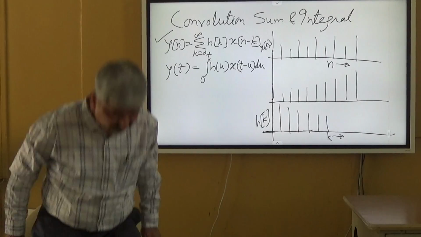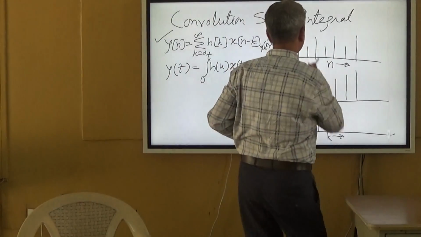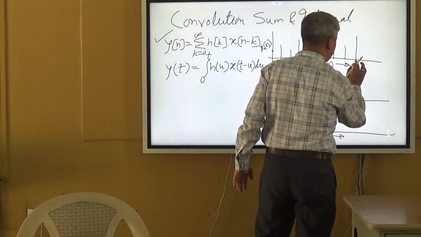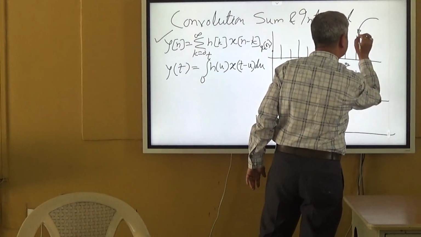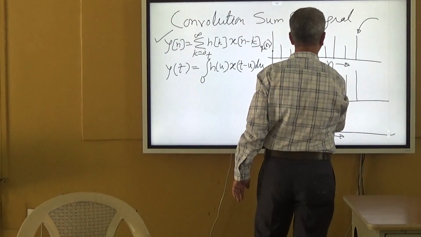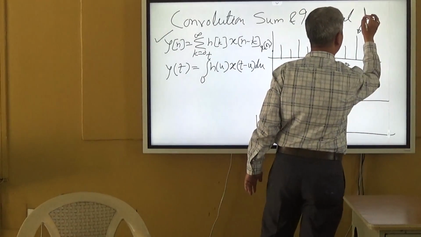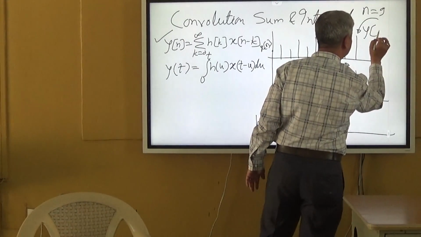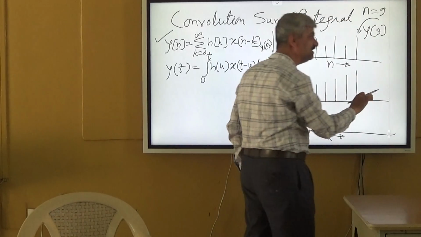How? So here what I have, this is x(n), and so if I want to compute y(n) at this point: 0, 1, 2, 3, 4, 5, 6, 7, 8, 9. So n equal to 9. So if I want to compute y(9), what do I do? y(9) is what?